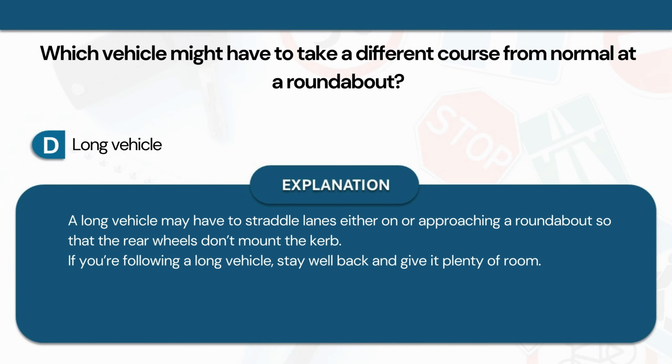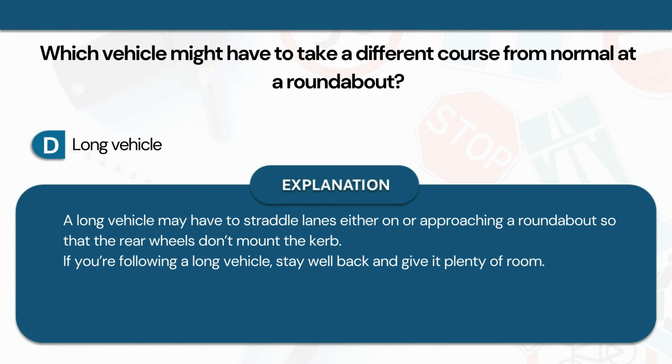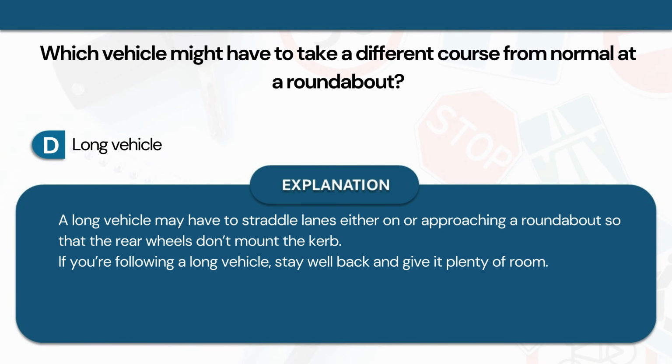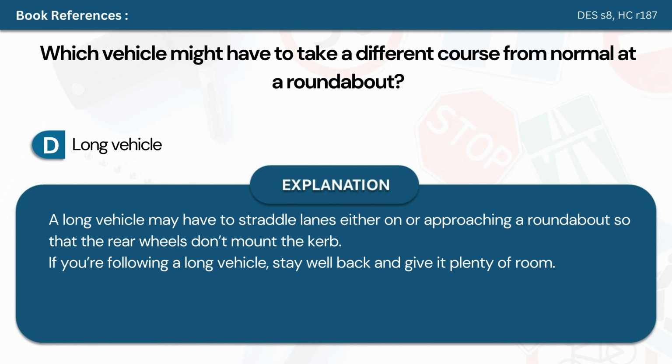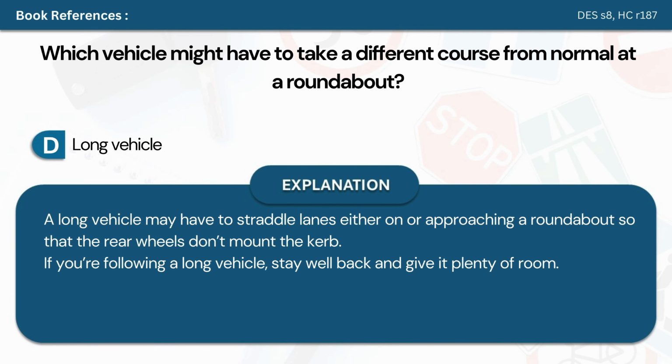A long vehicle may have to straddle lanes either on or approaching a roundabout so that the rear wheels don't mount the curb. If you're following a long vehicle, stay well back and give it plenty of room.